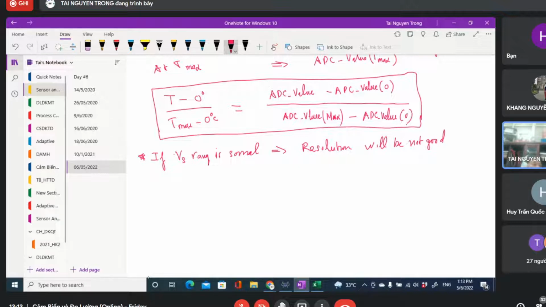When we increase, we need to increase the range of the sensor to get a better resolution. Better resolution.